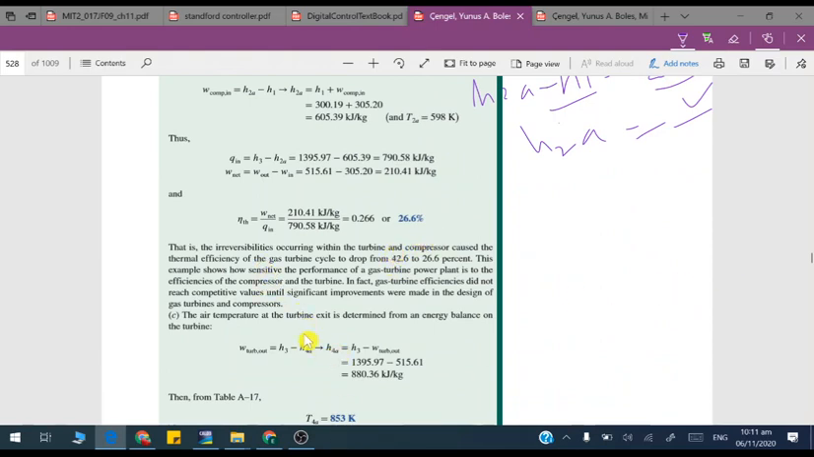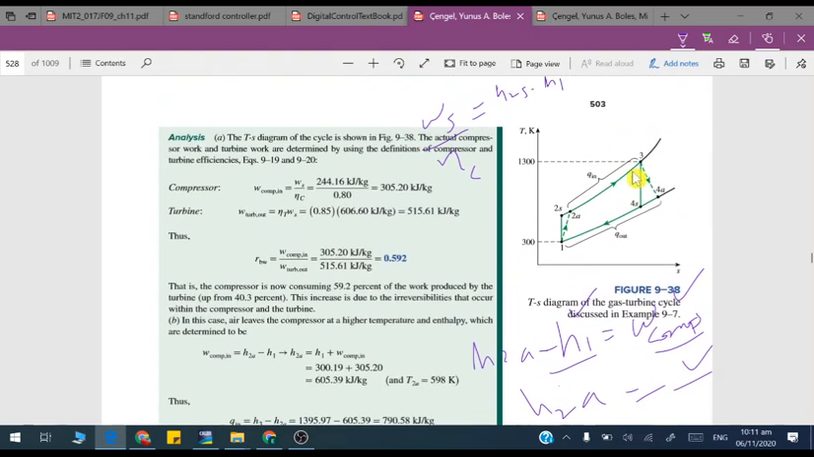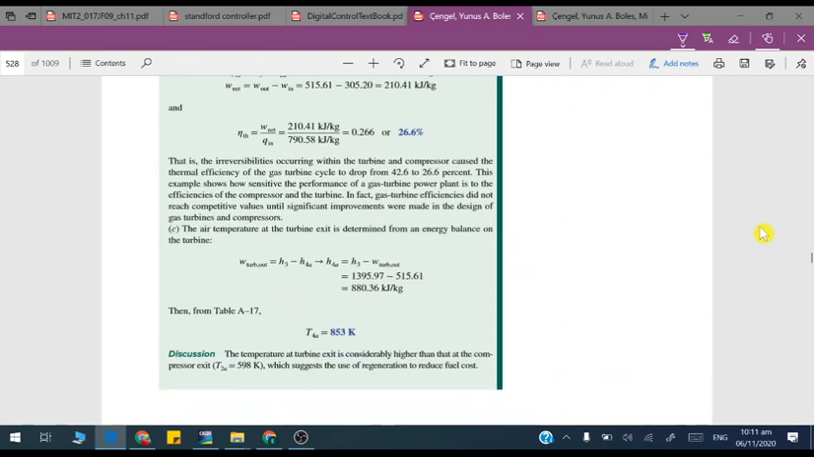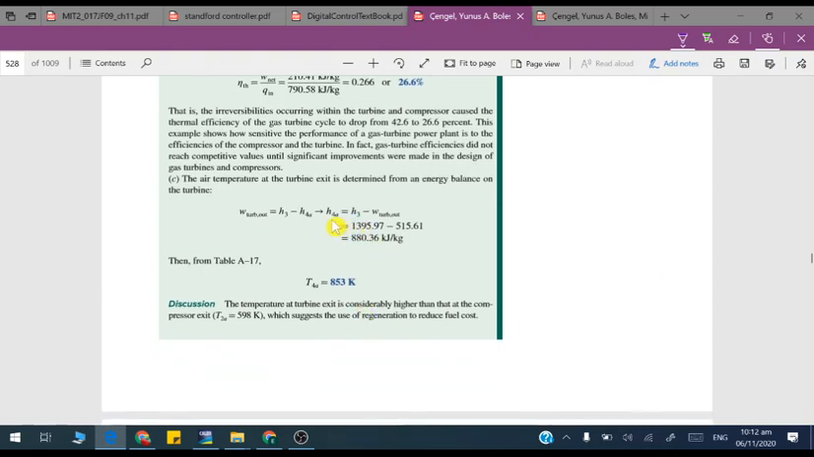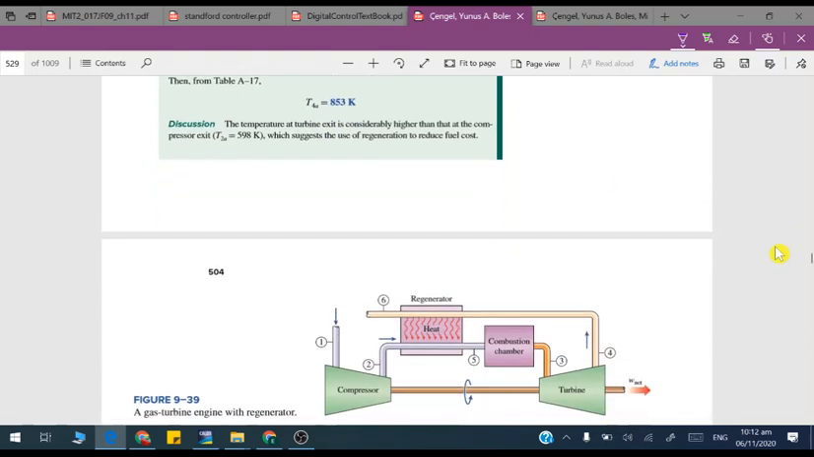H4A you can determine similarly as in the case of the turbine, by keeping this diagram in mind. Actually it is H3 minus H4A, so H4A can be found from here, and when you have H4A, against that you can find the temperature. So this is the way to solve the numerical problems.